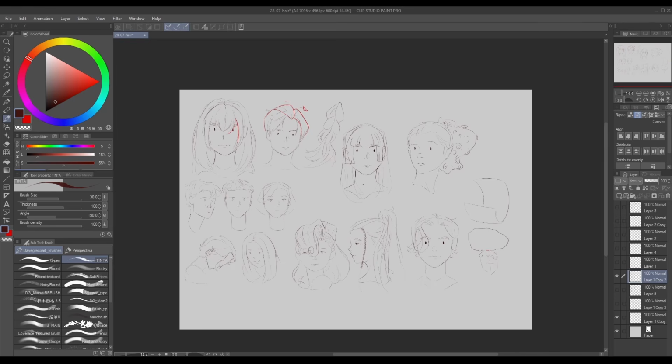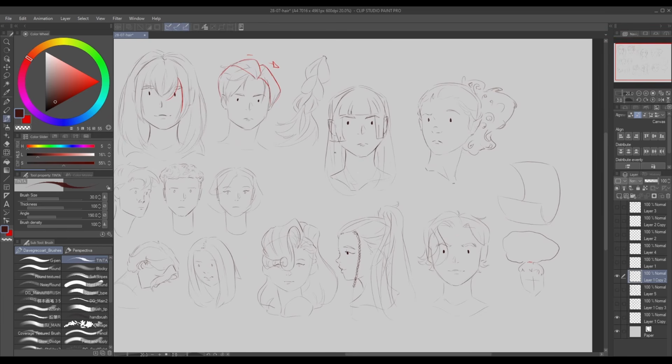And that's my whole thinking process around hair. I hope this doesn't feel too confusing. These are the things that I do when I'm drawing.